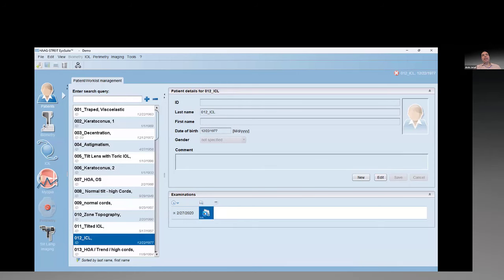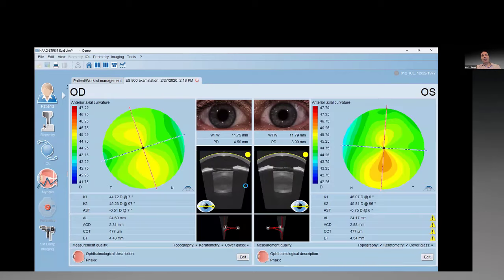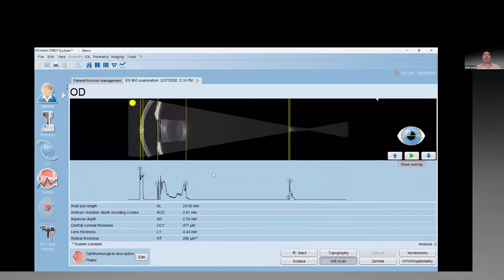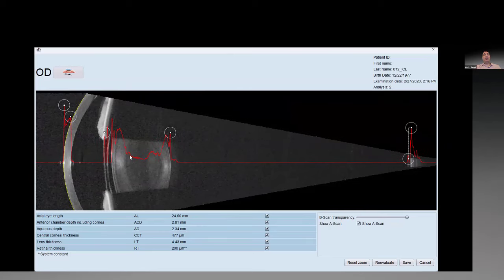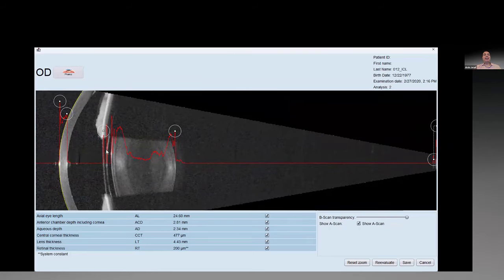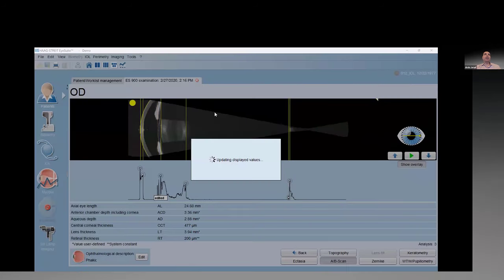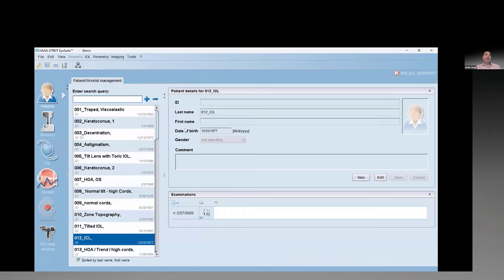Now I will show you when to check the gates and how to change the gates, which is also important. So here I have a case where the patient has an ICL implanted, and if we superimpose the A scan on top of the B scan, we can see the software detects the front of the ICL as the front of the lens. Here it's very easy. Then I move the gate to the right place and I say save, and everything is now back in place, and I can continue the measurements.